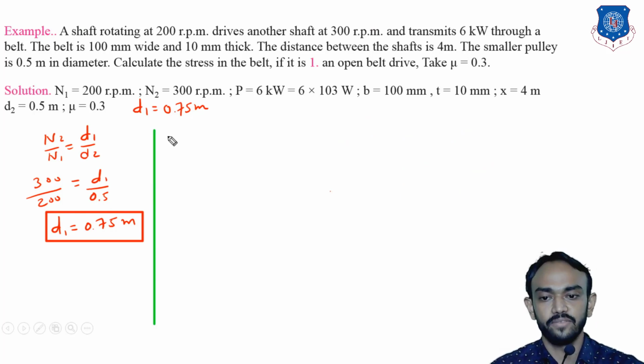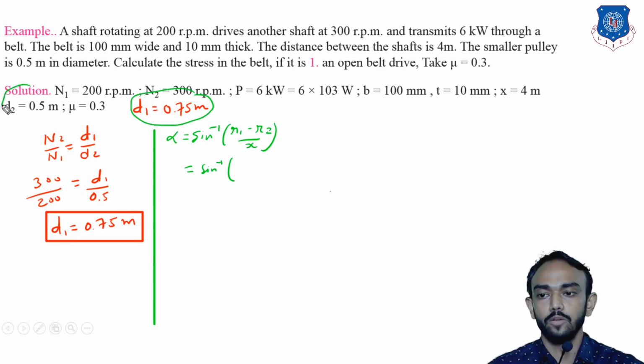We are going to find theta first, and for theta we need alpha here. Alpha is equal to sine inverse of (r1 minus r2) divided by x. We already have the diameters d1 and d2, so we divide each diameter by 2 to find the radius.